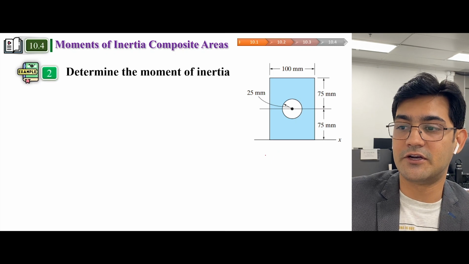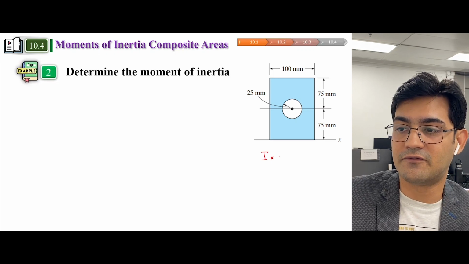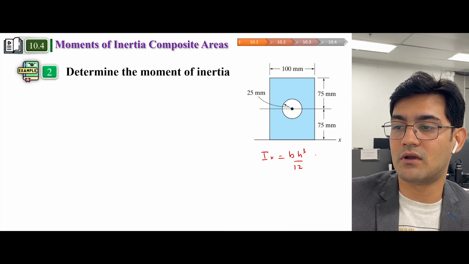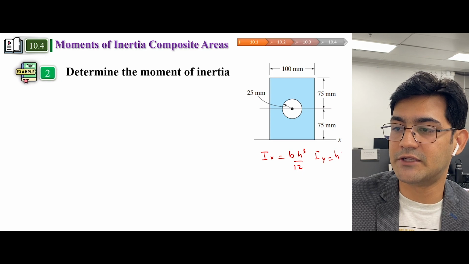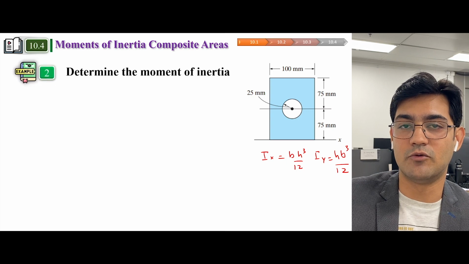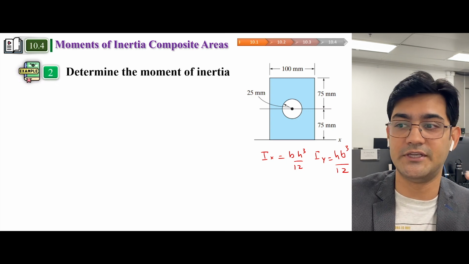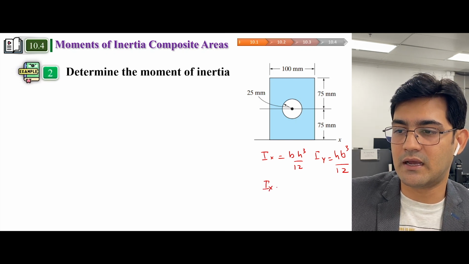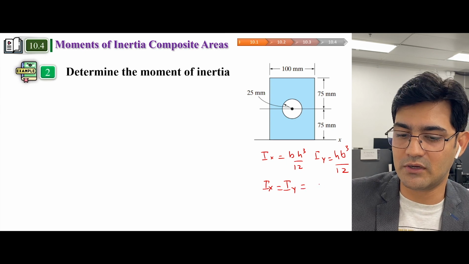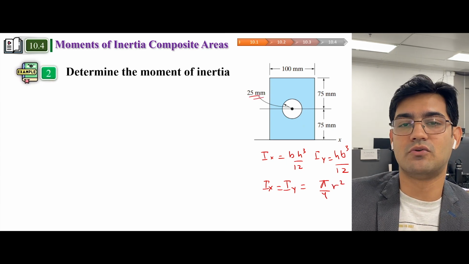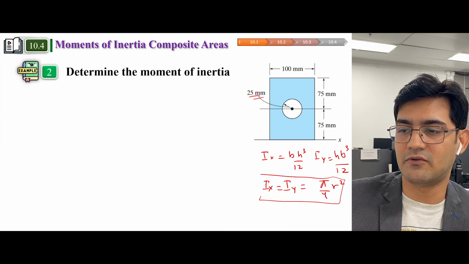For example, for this rectangle, the moment of inertia along the x-axis is bh cubed by 12, and along the y-axis it should be hb cubed by 12. So you input the values and you can calculate the moment of inertia, but this moment of inertia would be along the centroid. And also for the circle, Ix or Iy would be equal to pi by 4 r squared, where r is the radius, which is 25 millimeter. So these formulas are known for similar shapes.